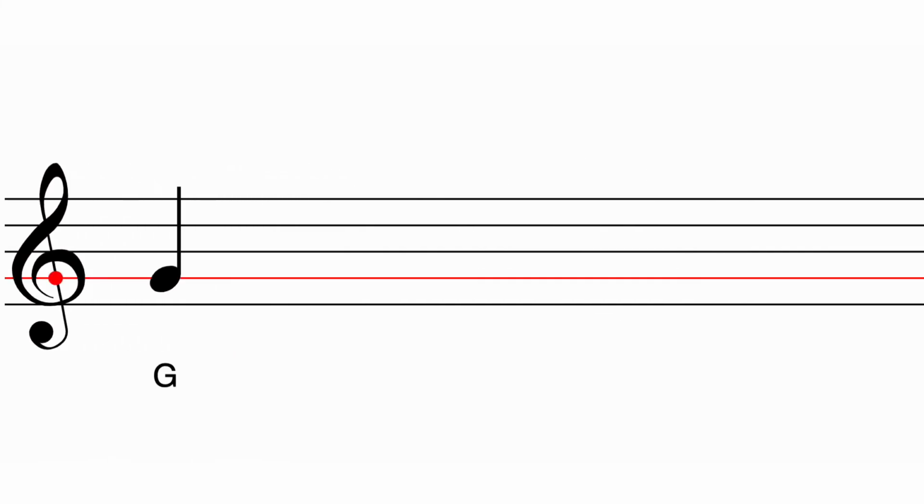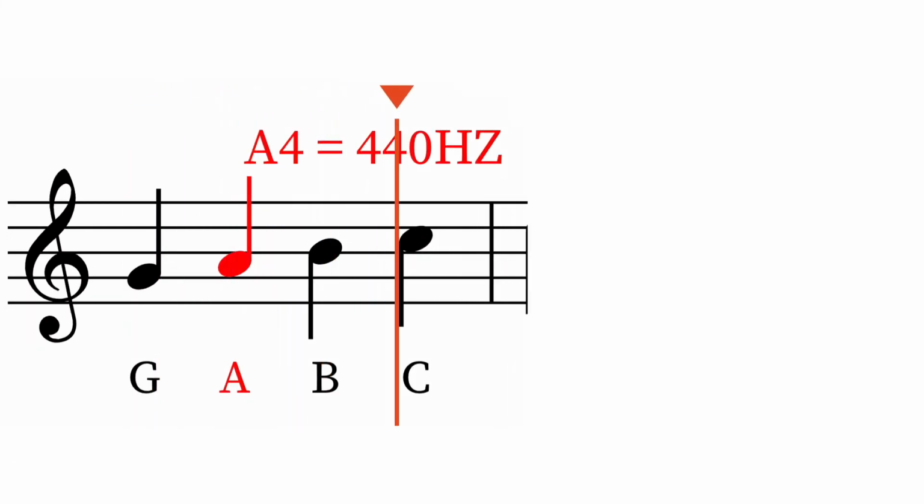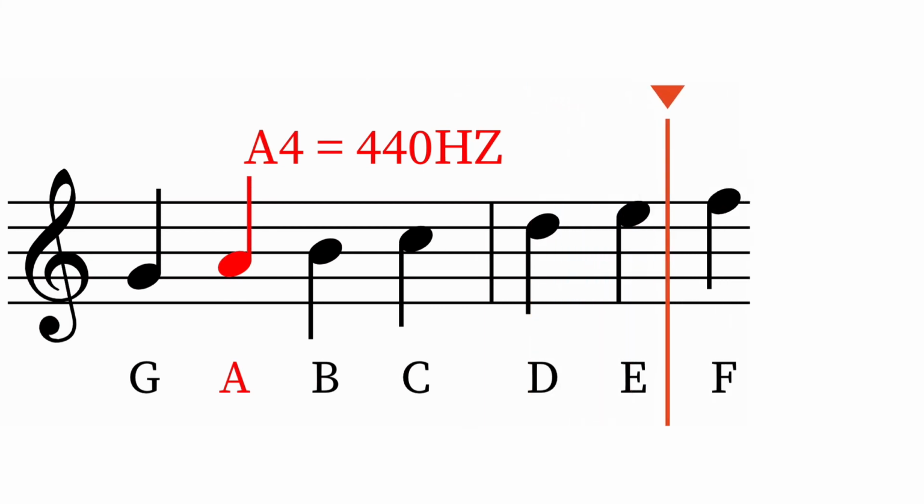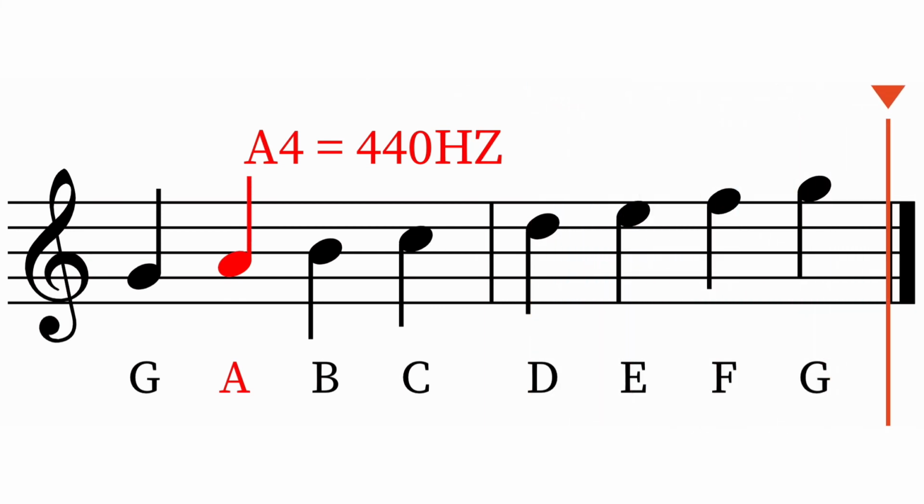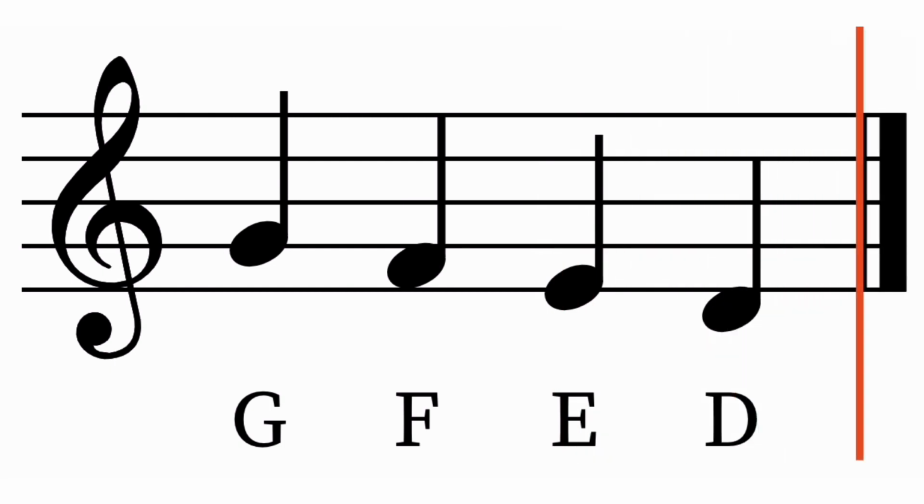So, if we know the key to the treble clef is that notes on the second line are G, and we know the musical alphabet, we can work out the names of the other lines and spaces. Moving up in pitch from G, the next space is A. Our A equals 440 Hz, and so on, ascending in pitch. Moving down in pitch from G, we just go backwards through the musical alphabet.